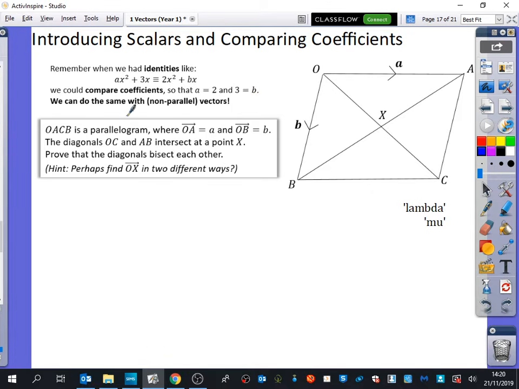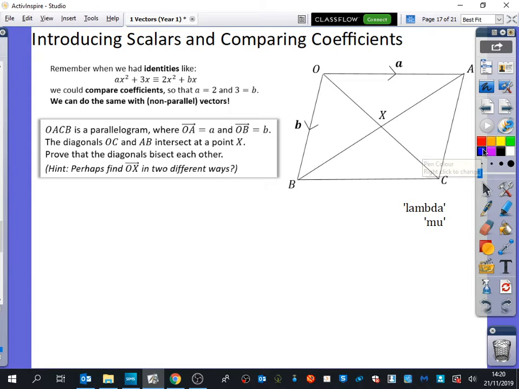We can do the exact same thing with non-parallel vectors. We don't have to just do it with normal vectors like a and 2a. We can also do it with other vectors as well. We can compare the parts of the vectors. That sounds a bit abstract. It won't feel as abstract when we actually start doing something in a second. Okay.